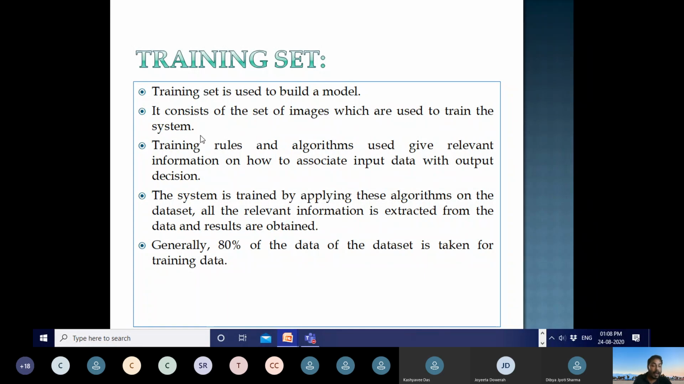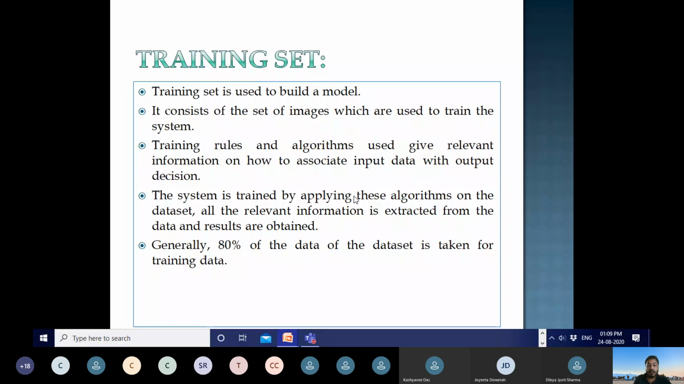Then training rules and algorithms are used to give relevant information on how to associate input data with the output decision. The system is trained by applying these algorithms on the data set. All the relevant information is extracted from the data and the results are obtained. This line is important: 80% of the data of the data set is taken for training data.